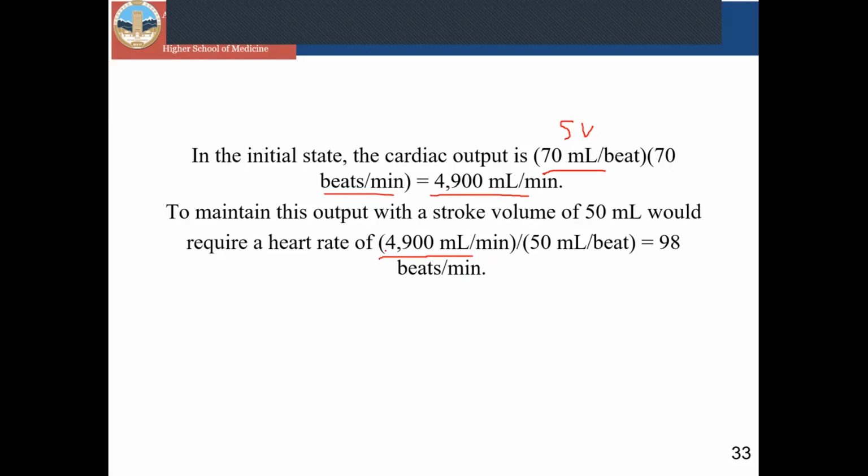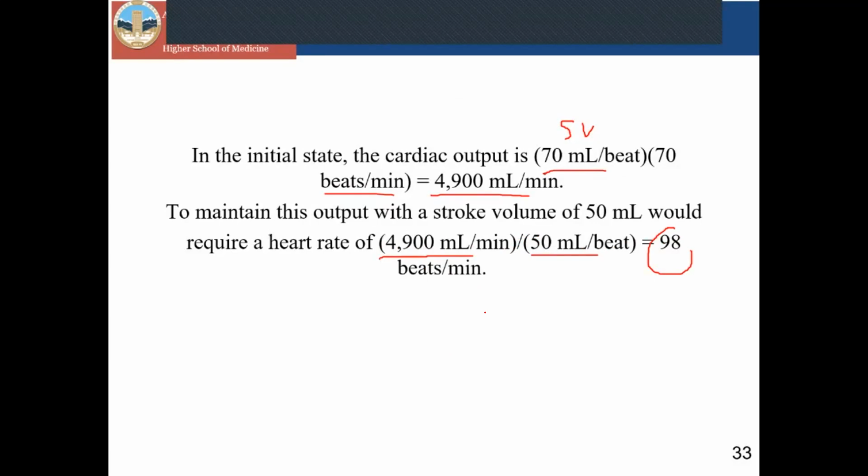And here you see this 490. We need to, how in English, this one. And we have 98 beats per minute. Okay, it's for understanding how they are connected.